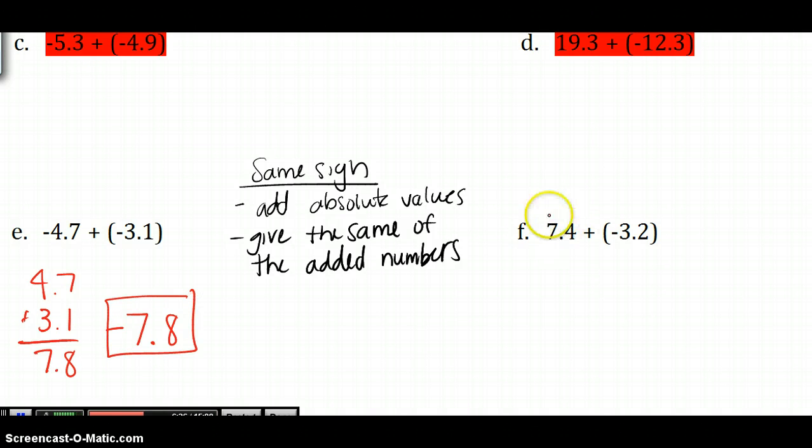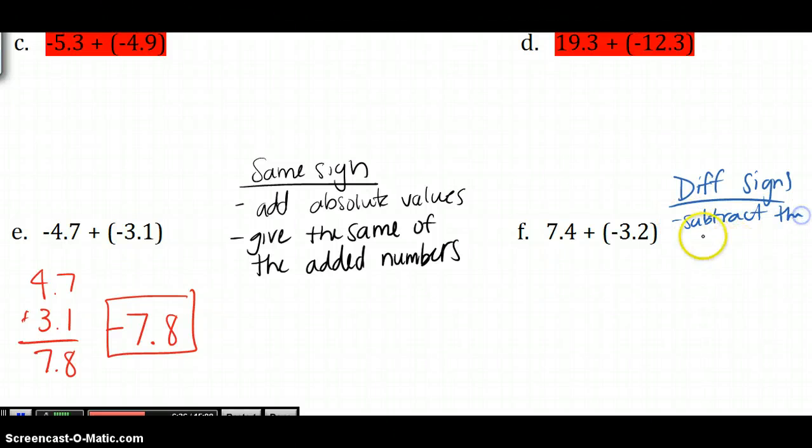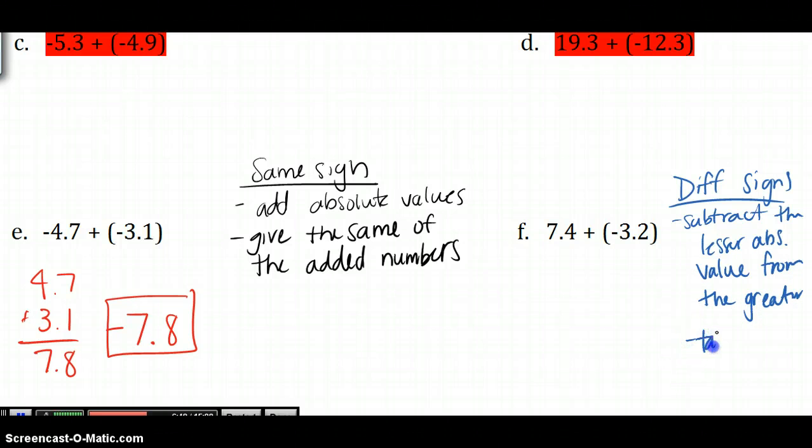Over here we have different signs, and the rules for different signs: subtract the lesser absolute value from the greater. And then when you get an answer, take the sign of the bigger number.